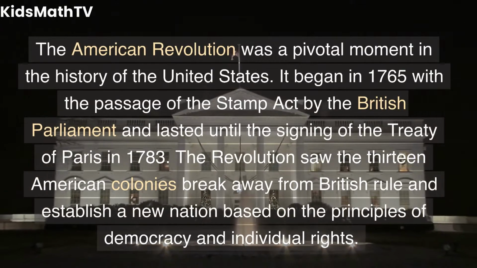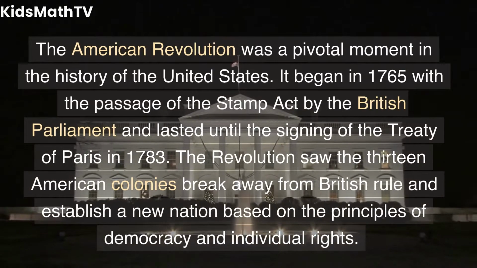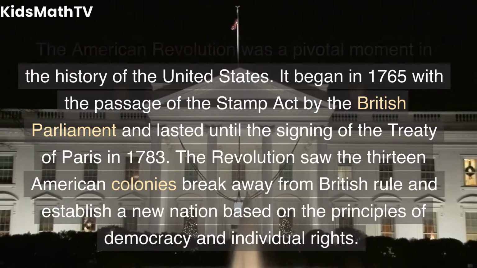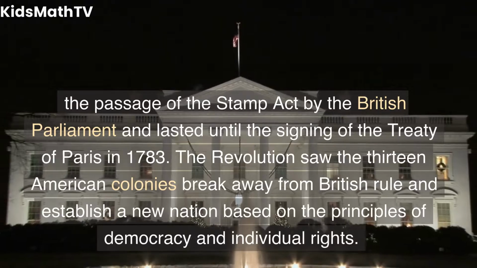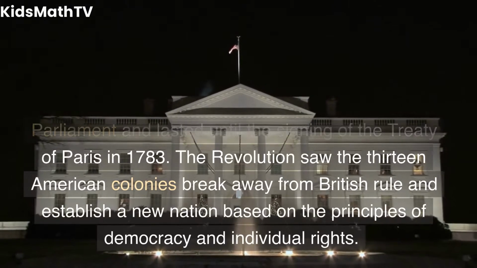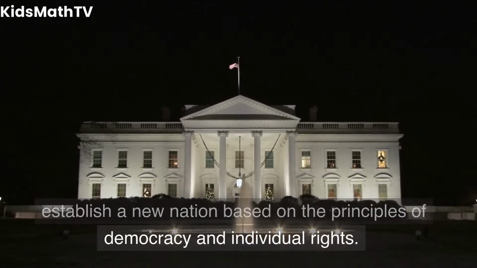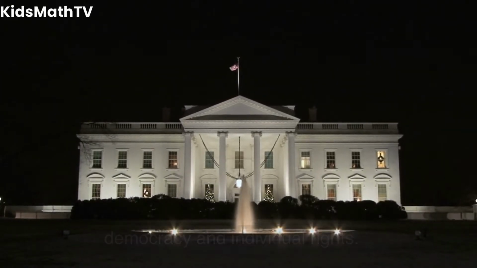It began in 1765 with the passage of the Stamp Act by the British Parliament and lasted until the signing of the Treaty of Paris in 1783. The Revolution saw the 13 American colonies break away from British rule and establish a new nation based on the principles of democracy and individual rights.